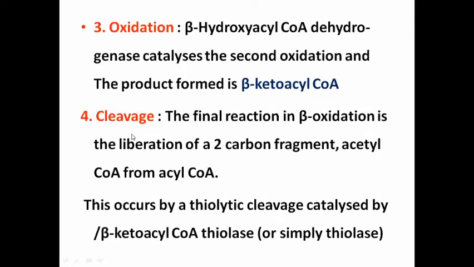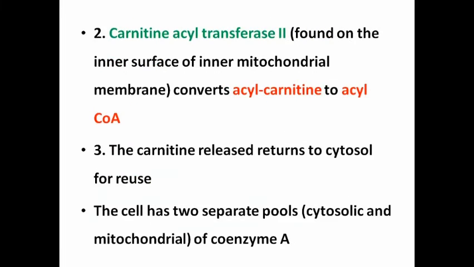Then the fourth step, the final reaction in beta oxidation, is the liberation of a 2 carbon fragment. What is the 2 carbon fragment? Acetyl coenzyme A is released from acyl coenzyme A by the enzyme beta ketoacyl coenzyme A thiolase. This enzyme is involved in the final reaction of beta oxidation. These are the steps of beta oxidation proper.